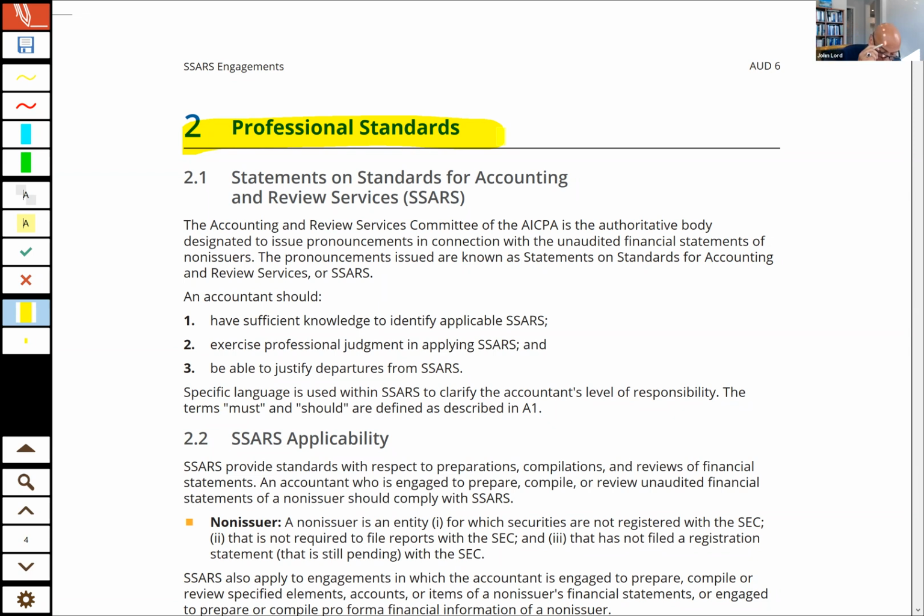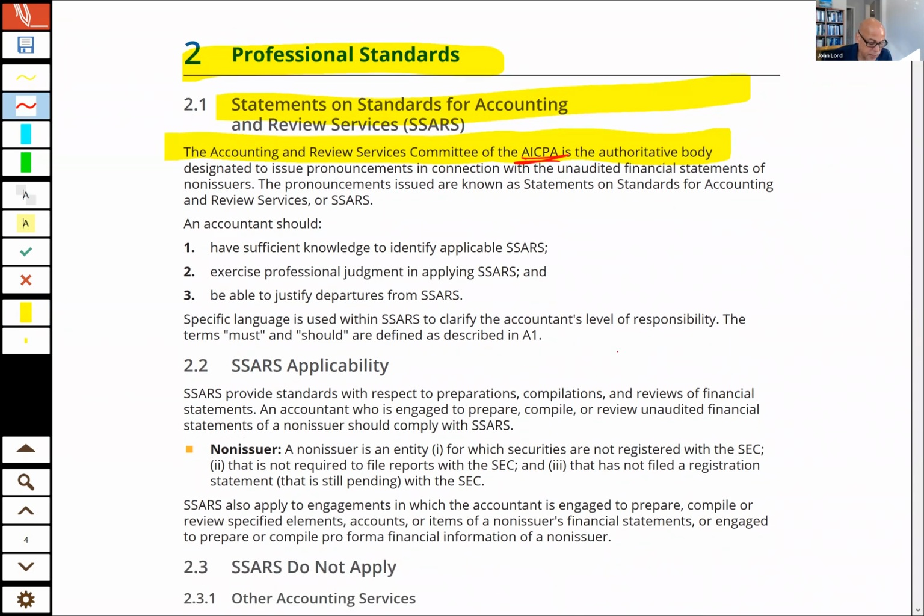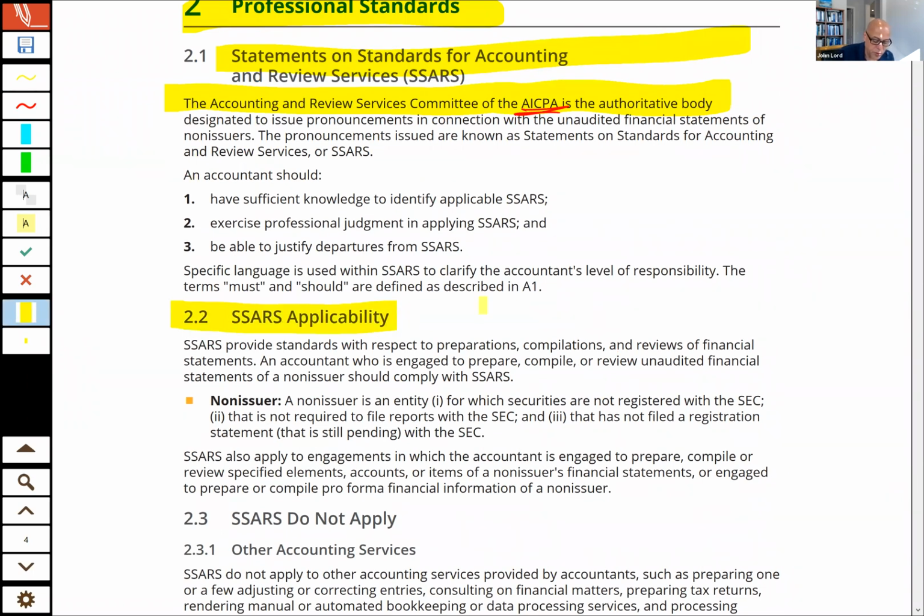Okay, all right, let's go ahead and let's take a look at the statements on standards for accounting and review services. They are issued by the Accounting and Review Services Committee, again, of our buddies, the American Institute of Certified Public Accountants. Okay, and they cover the type of engagements that we were just talking about. And the question becomes, well, if you compile, review, prepare a set of statements that you're not going to be auditing, you will follow those standards.